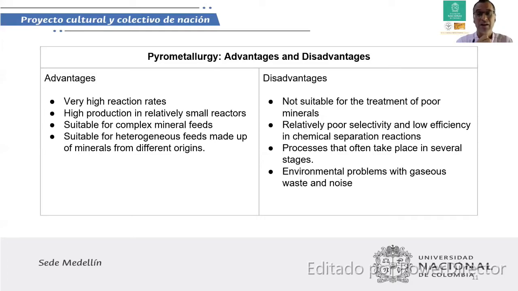The velocity is very high, and when you need high reaction rates, pyrometallurgical processes are very important. Of course, the production is higher. The level of production is very high compared with other processing, and you don't need very large reactors. You could have small reactors and produce a lot. Pyrometallurgy is very useful when you have a complex mineral, maybe a combination of minerals, which is very common. When you have that kind of product, it's very useful to use a pyrometallurgical process.